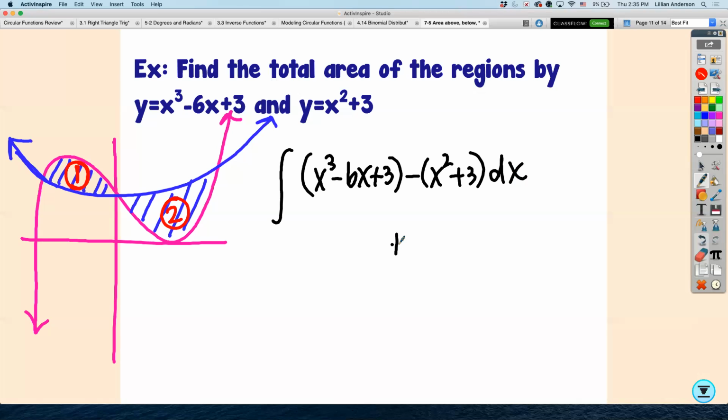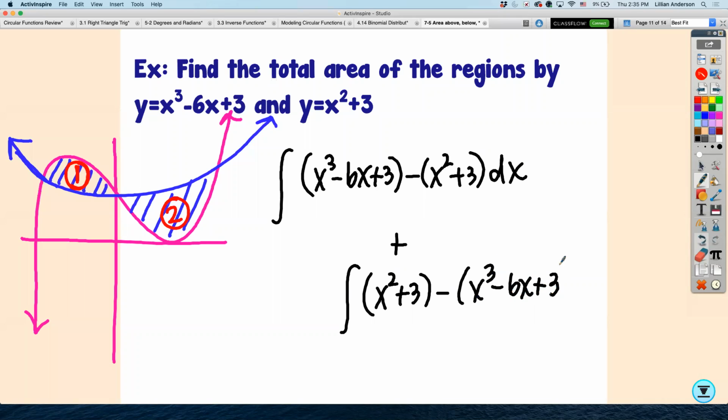Then you need to add it for region 2. For region 2, the quadratic's on top, and then the cubic is on the bottom. I'm putting these expressions in parentheses because I have to distribute over the negative. The only thing I'm missing here is what? Intersection. My bounds, which are technically my intersection points.